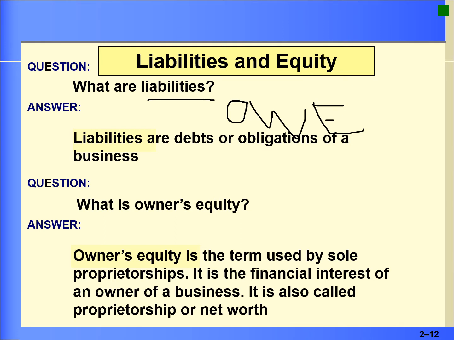Okay, now, last question. What is this thing we just talked about called equity? And of course it says, owner's equity is the term used by sole proprietors. It's the financial interest of an owner or business. It's also called proprietorship or net worth. And so I want you to think of in a moment, we're going to get into the actual accounting equation. You're going to find out that equity is going to basically be defined as what's left over as well. So for example, if you take your assets, what you own, and you subtract out your liabilities, which is what you owe, the difference is also going to be called equity.